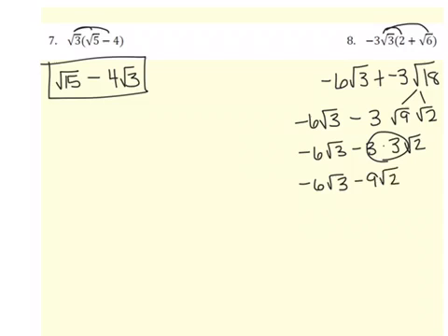And now we're going to think back to our adding and subtracting. Remember, when we add and subtract, the things underneath the root have to be the same. And since one's a root 3 and one's a root 2, this is going to be my final answer, and I will be done.